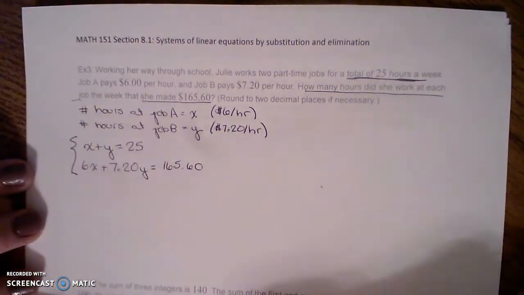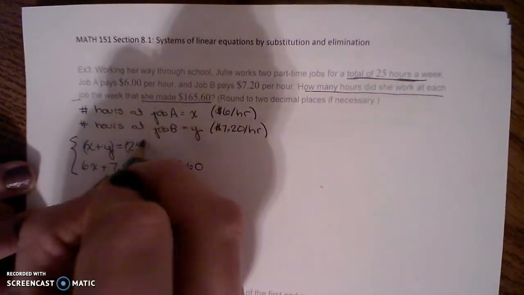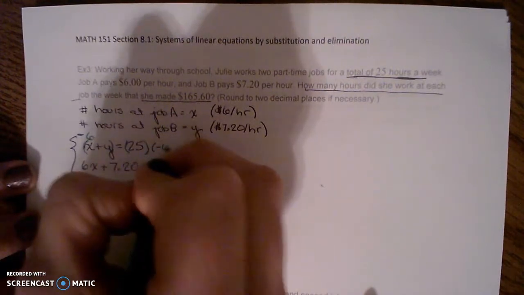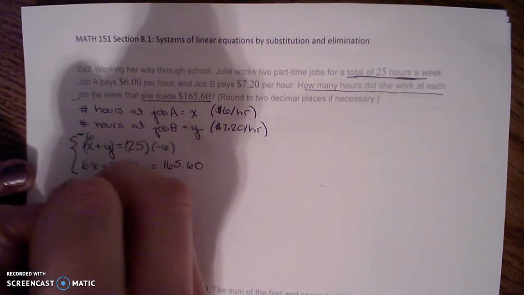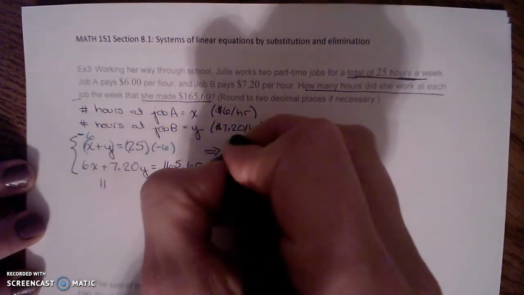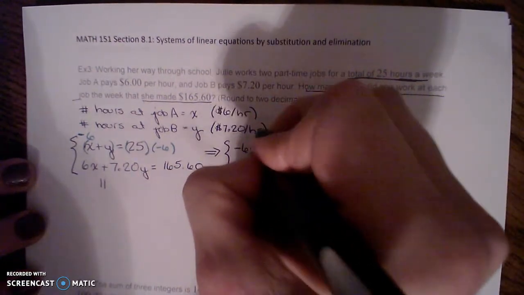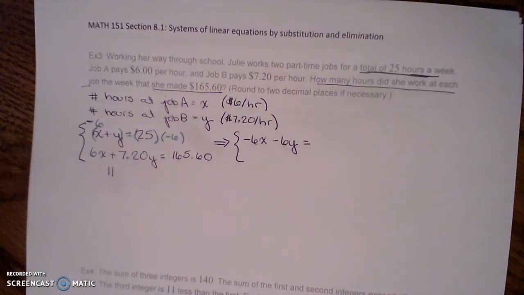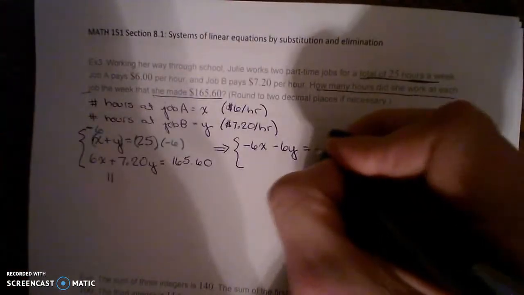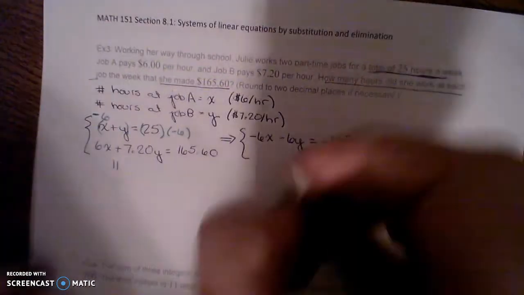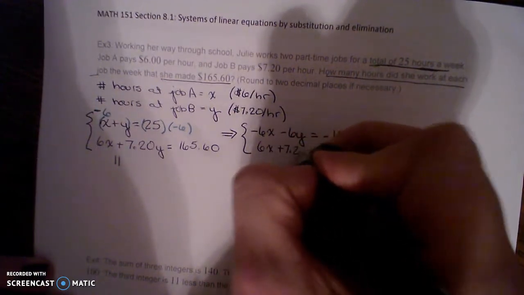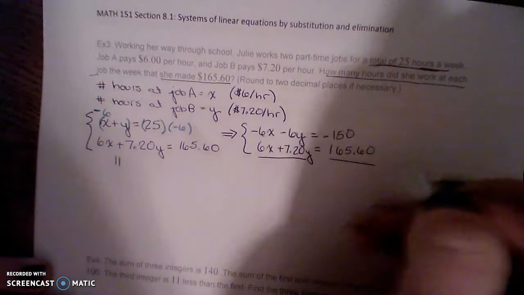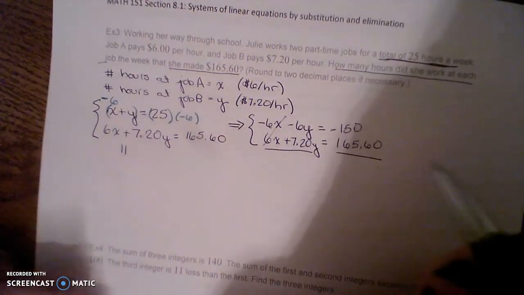I think I'm going to go ahead and multiply both sides of this first equation by -6 so that I can eliminate the x's. It results in 2 equations. -6x minus 6y equals 25 times -6. What is that? -150, I think. Let me check. Yeah. And then we've got 6x plus 7.20y equals 165.60. So now when I add these 2 equations together, that'll eliminate the x's for me.